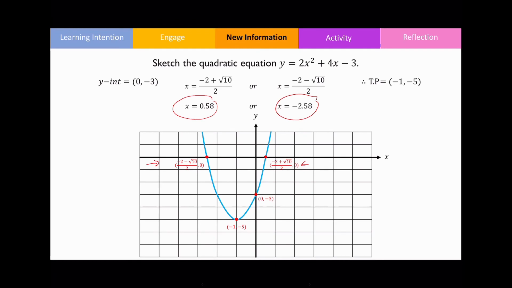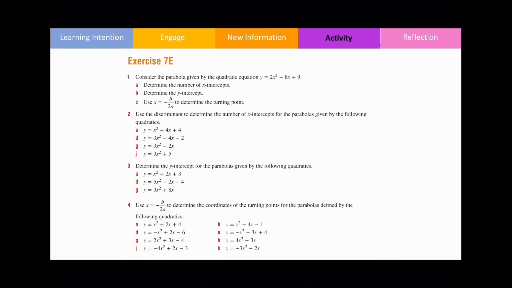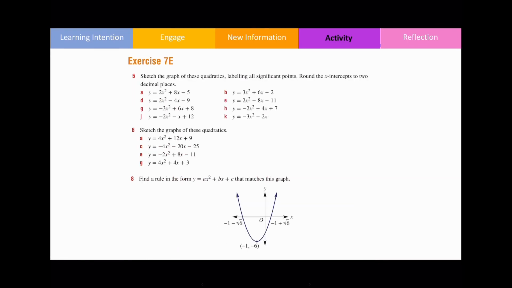After doing these two examples, you should have a pretty good understanding of how you can sketch a quadratic equation by using the quadratic formula. So please use the rest of your time to answer these questions over here. Answer questions 1, 2, 3, as well as 4. Questions 5 and 6 are really important because they're going to ask you to sketch. And when you're sketching, try to be as accurate as possible and try to draw the parabolas as symmetrical as possible as well. And lastly, question 8.